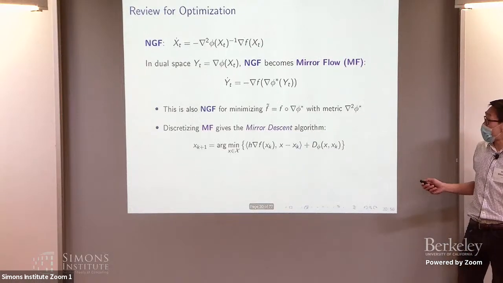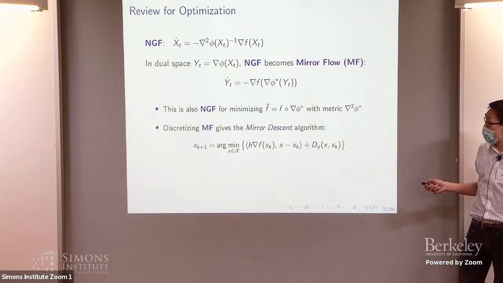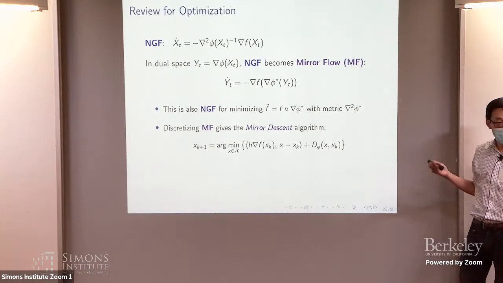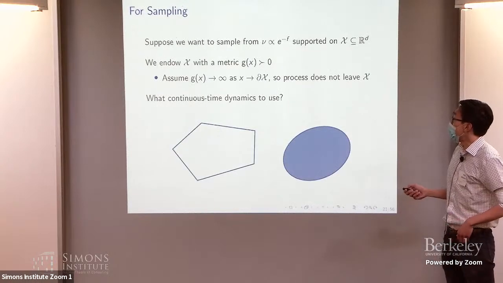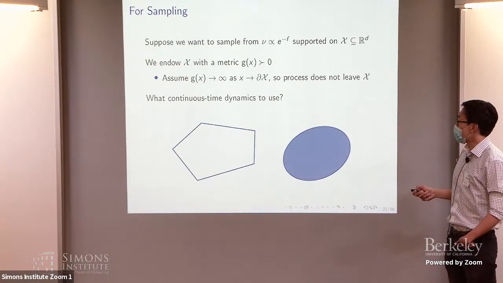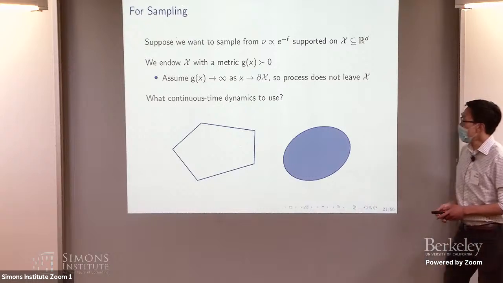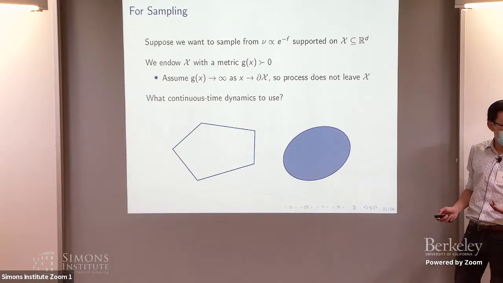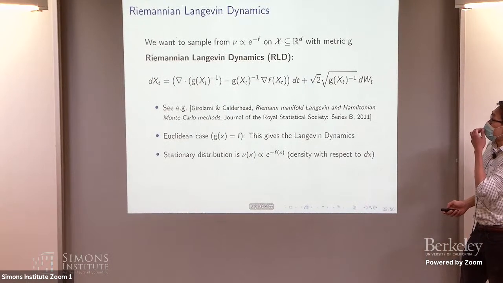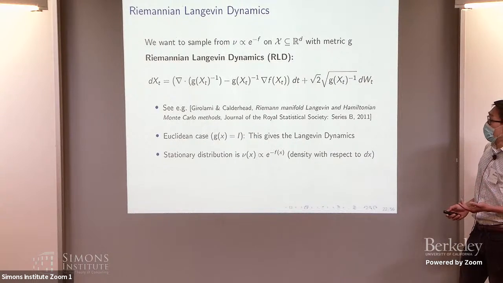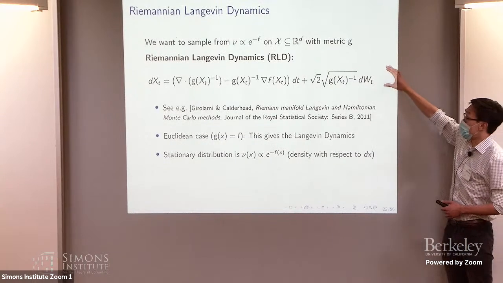Now let's see what happens for sampling. We want to look at what all these things are when we want to do sampling instead of optimization. So let's go back to our constrained sampling problem where we want to sample from some domain, and we impose some metric G on the space, right? So what kind of dynamics should we use? The analog of Riemannian gradient flow is the following thing called Riemannian-Langevin dynamics.